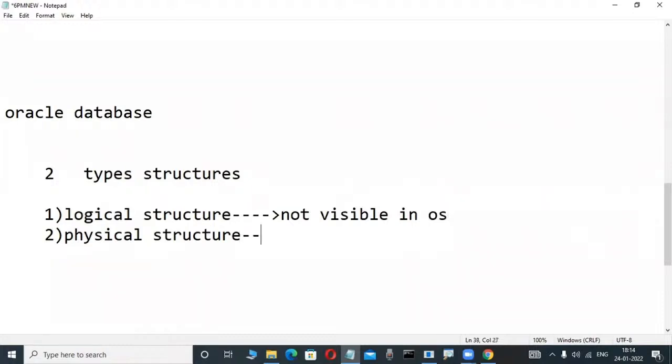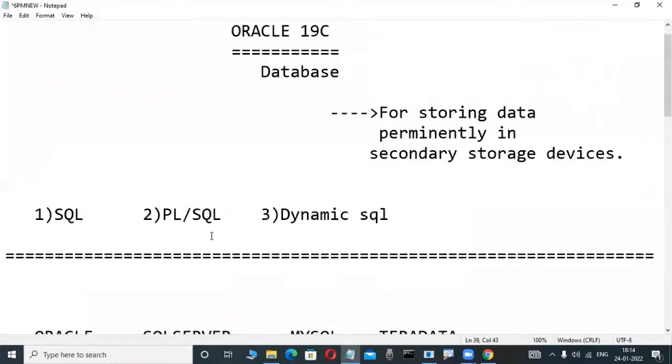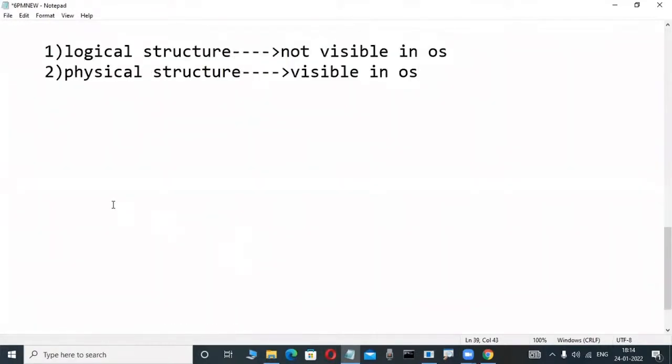A physical structure means whenever we are installing Oracle, SQL Server, DB2, these softwares, automatically three physical files are created. I am telling you in previous classes. That's why a structure which is visible in the operating system is also called a physical structure. Don't worry.